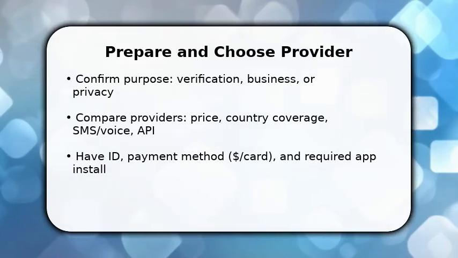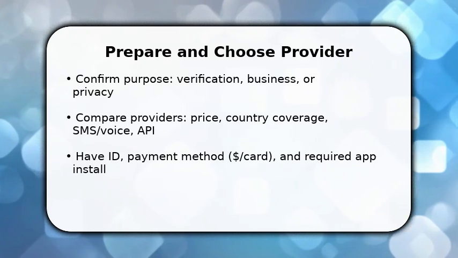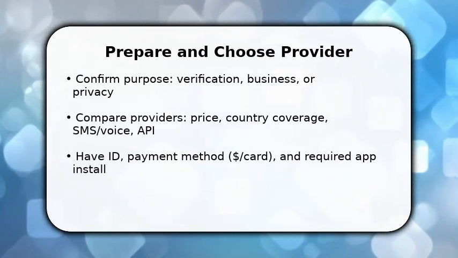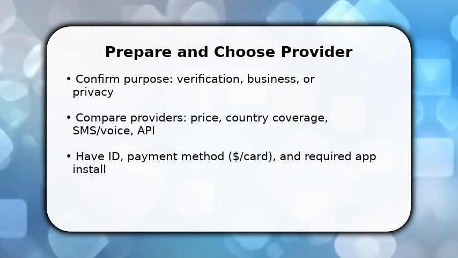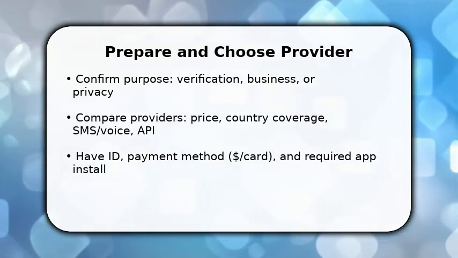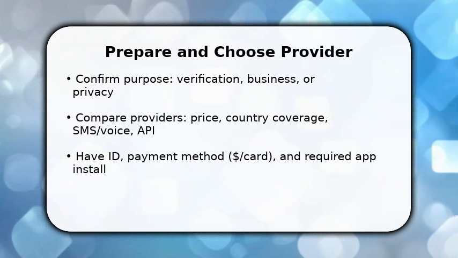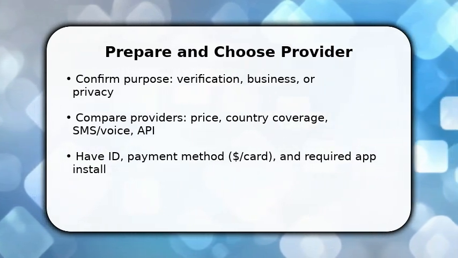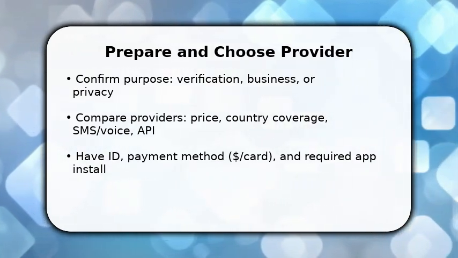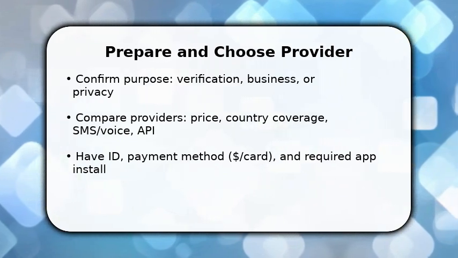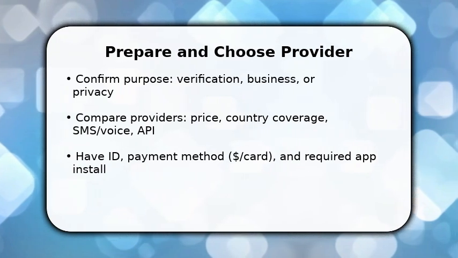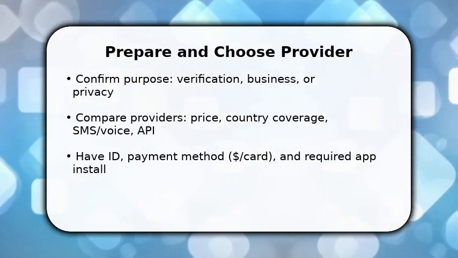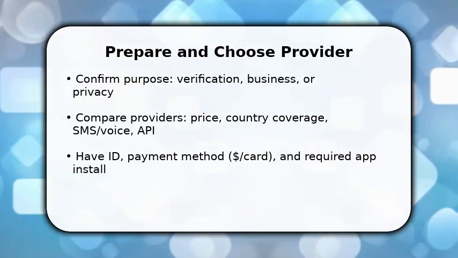You start by pinpointing the exact use: verification, business line, or privacy. Once decided, quickly compare 2-3 providers for country coverage, SMS or voice support, API access, and price. Make sure you have a valid payment method and any ID the provider requires. Install their app or be ready to use the web portal. This prevents backtracking later and speeds the purchase process while keeping your desired features front and center.